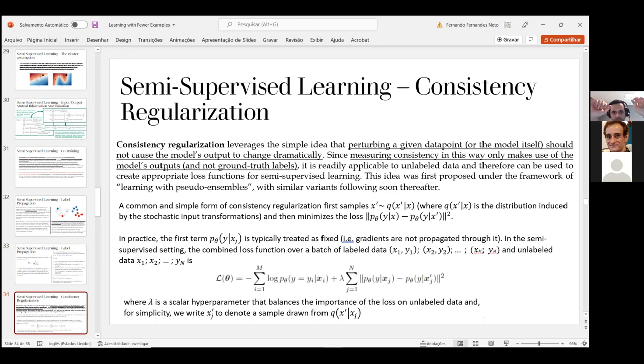Later, consistency regularization is presented. So what is consistency regularization? The main idea here is to leverage the simple idea that perturbing a given data point or the model itself should not cause the model's output to change dramatically. Basically, when we measure consistency in this way, we only make use of the model's output and not the ground truth labels, and it's readily applicable to unlabeled data and therefore can be used to create appropriate loss functions for semi-supervised learning. And as the author also states, this idea was first proposed under the framework of learning with pseudo-ensembles, with similar variants following soon thereafter.